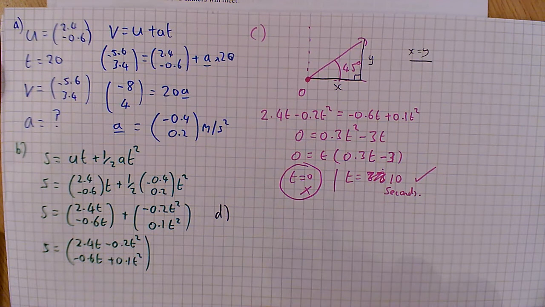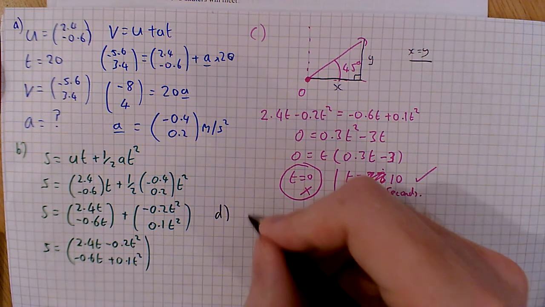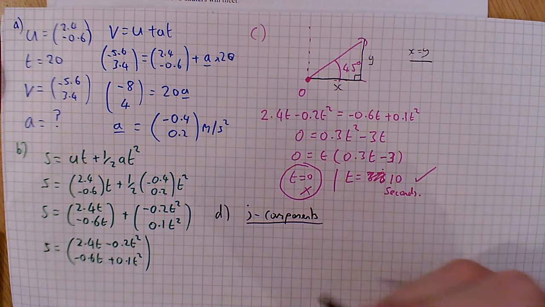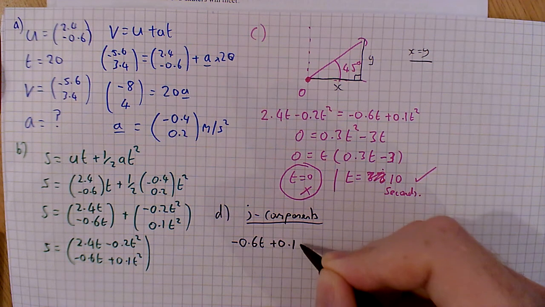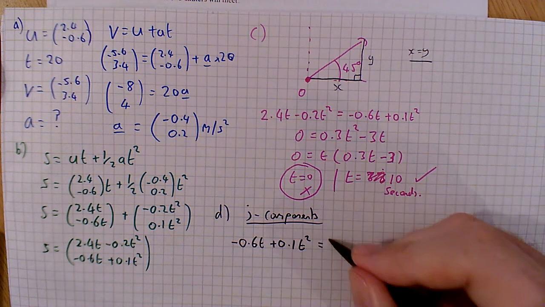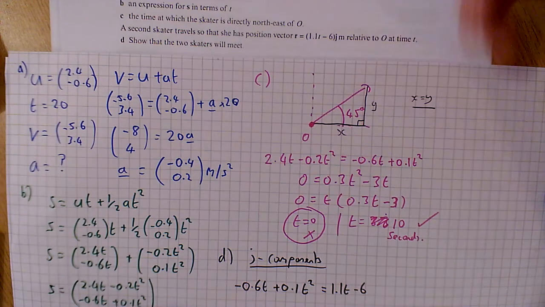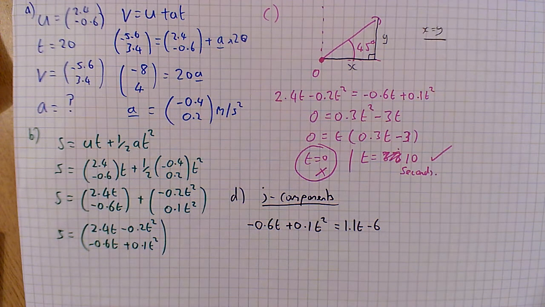So let's look at the j components first. The j component from our first skater is minus 0.6t plus 0.1t squared, and our other one is 1.1t minus 6. She's all j component, there's no i at all. That is all multiplying the j, so she's just moving upwards in that straight line or downwards in that j direction. So then we've got an equation that we need to solve.